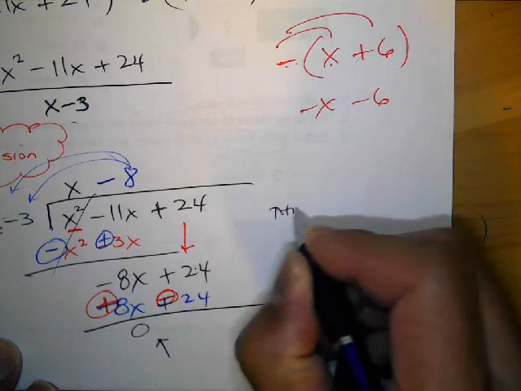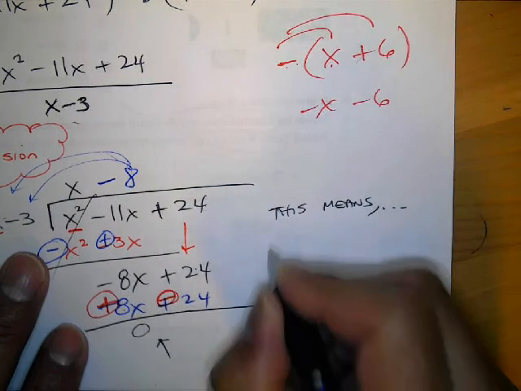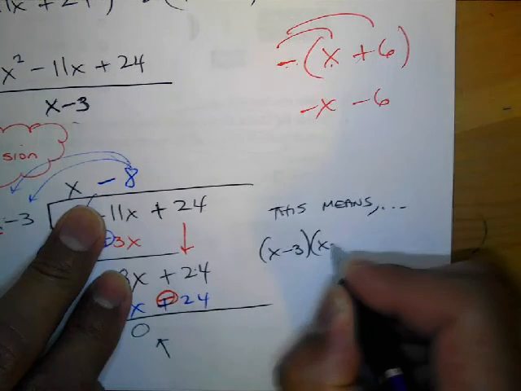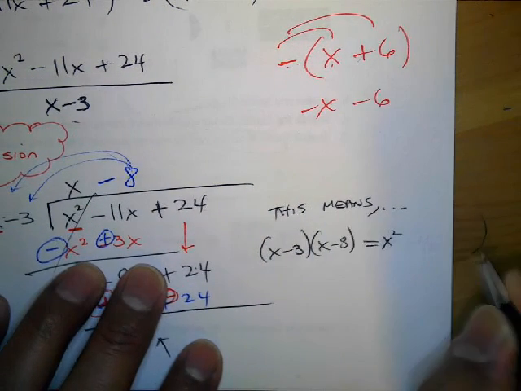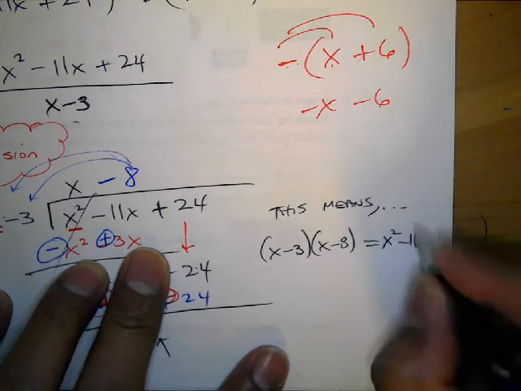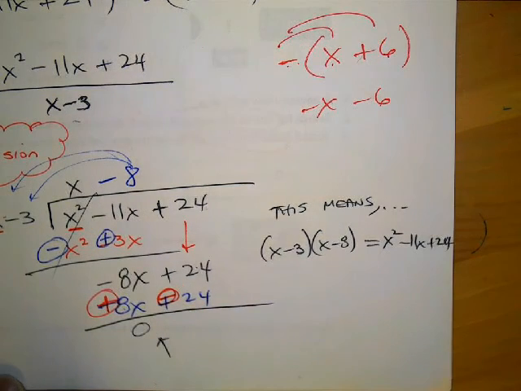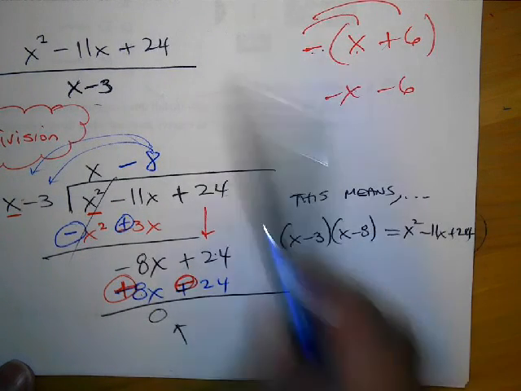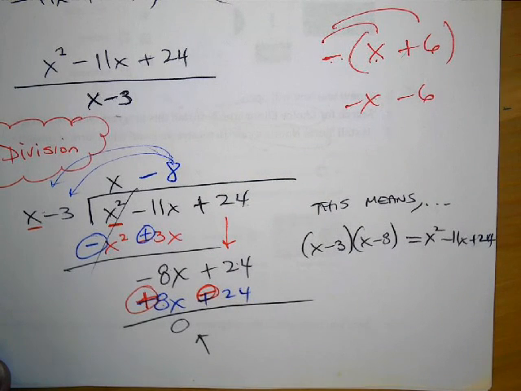That means that this divisor times the quotient is the dividend, right? So this means what? X minus 3 times x minus 8 is exactly what? X squared minus 11x plus 24. Right? When the remainder is 0, that means that it divides into it exactly, right?